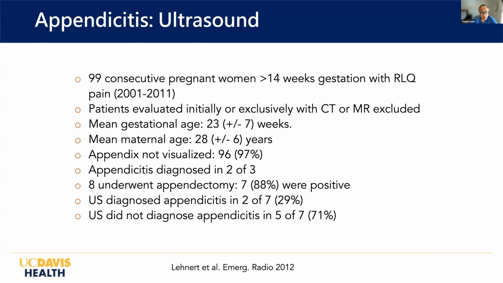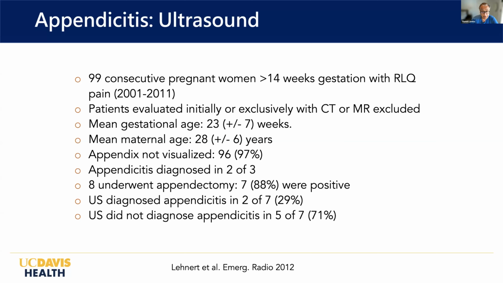But even though ultrasound is first line, what are the challenges of ultrasound? In this very solid study that was done out of the University of Washington, that looked at 99 consecutive patients, greater than 14 weeks of gestation with right lower quadrant pain between 2001 and 2011. Patients who were evaluated initially or exclusively by CT or MR were excluded. The mean gestational age was 23 weeks. Mean maternal age was 28 years. Appendix was not visualized in 97%. And this is at an academic medical center with well-trained sonographers.